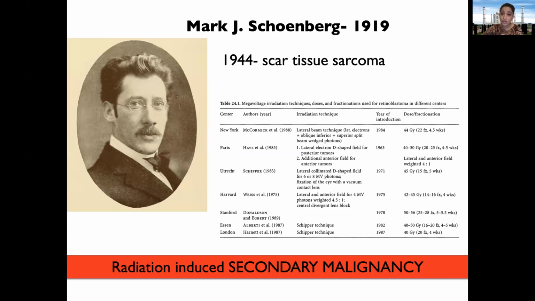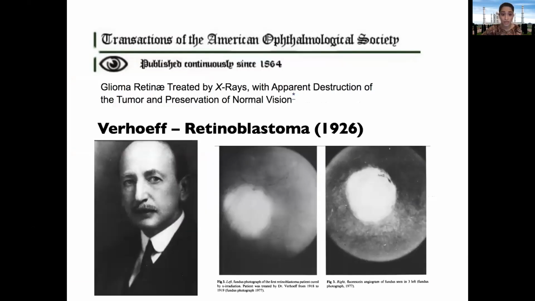So it was Mark J. Schoenberg who actually reported the first case of a scar tissue sarcoma in a patient who got radiated in 1919 and 1944. That is 25 years later, he reported a scar tissue sarcoma. And then the radiation-induced secondary malignancy was identified, and subsequently, external beam radiation in retinoblastoma was discouraged and almost discontinued as a primary management. In fact, retinoblastoma, the term was coined by Verhoff, and it was accepted by the American Ophthalmological Society in 1926.